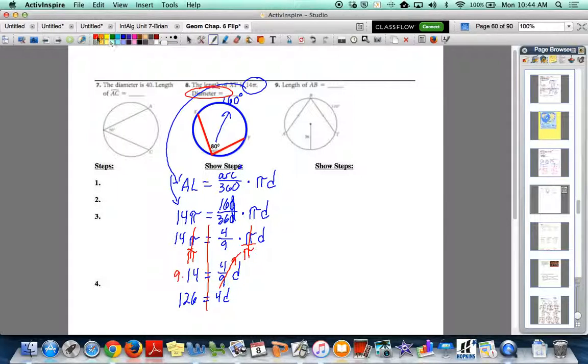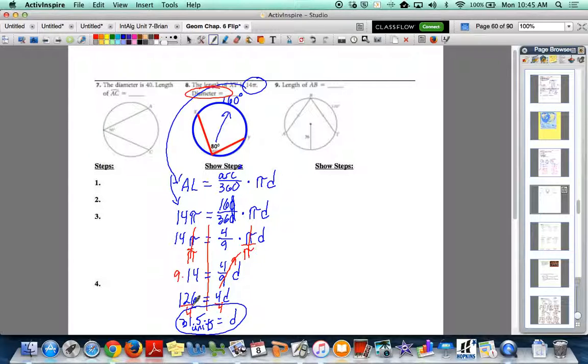And then I could do my second step here, undo that multiplication by dividing both sides by 4. And so I'm going to divide both sides by 4 here, and I'm going to get d, the diameter, is 31.5 units is equal to my diameter. So in that problem, I end up with 31.5 for the diameter.